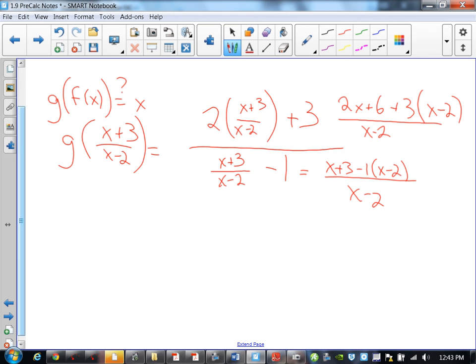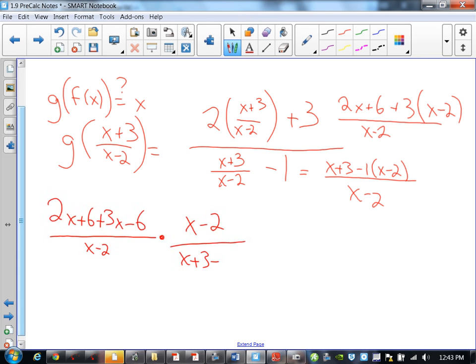So now I get, numerator gives me 2x plus 6 plus 3x minus 6 over x minus 2 times, well, I know it's going to be an x minus 2 over x plus 3 minus x plus 2.